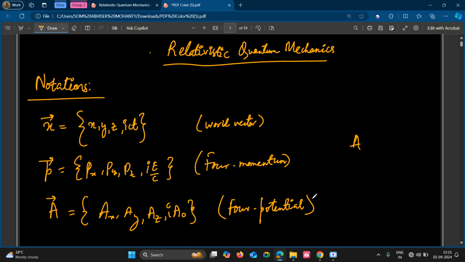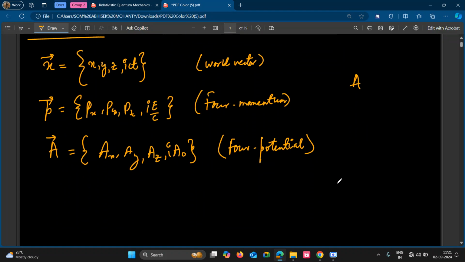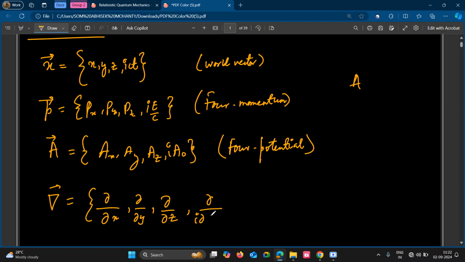Okay. So next, this is the four potential. Next is your four gradient. This is called the four gradient: del by del x, del by del y, del by del z, del by del ict. Because in place of x there should be ict. I goes out as a constant, so ct remains inside. C also can go out, no problem. Four gradient. This is the gradient symbol.